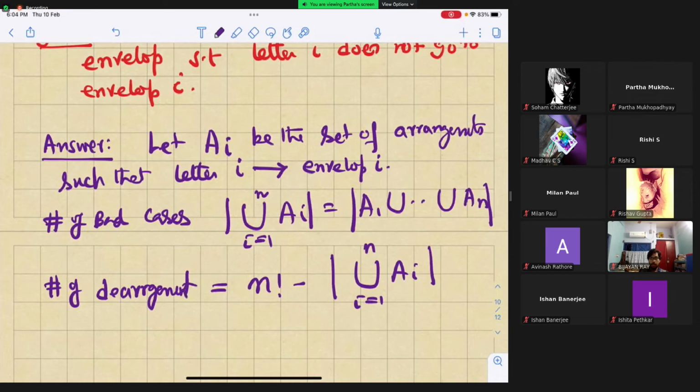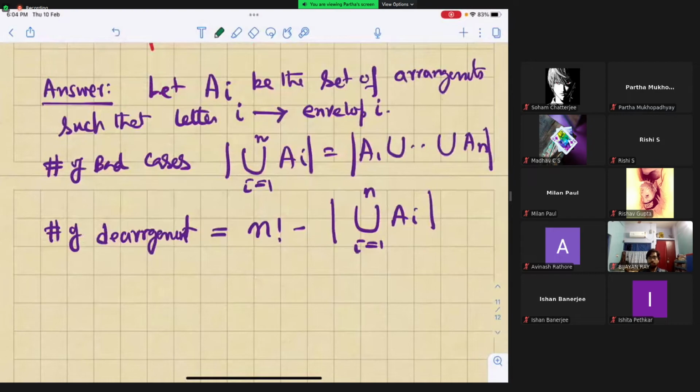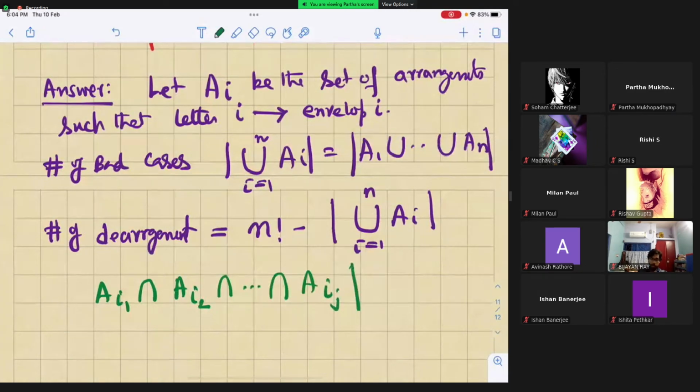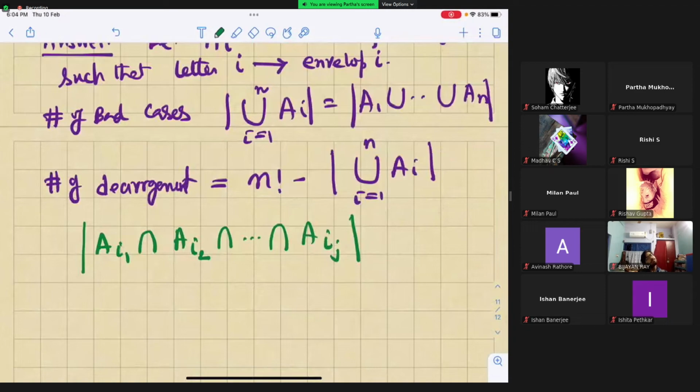Yes, sir. Okay. So now let's use the method of inclusion exclusion to count this big union. Very simply. So how do you count that? Let's count when you are counting the intersection size of j many. What do I mean by that?